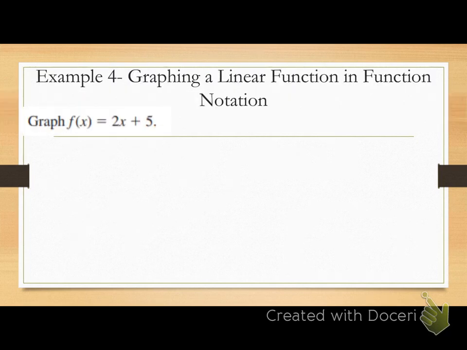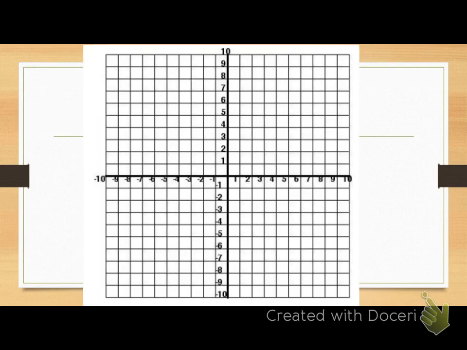Last example here, we're going to graph here. Graph f of x equals 2x plus 5. F of x equals 2x plus 5. How do you think we're going to graph this?